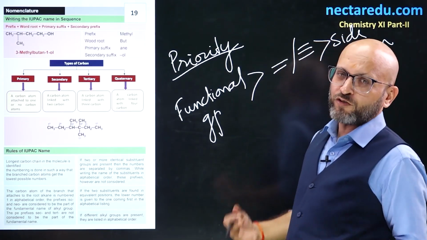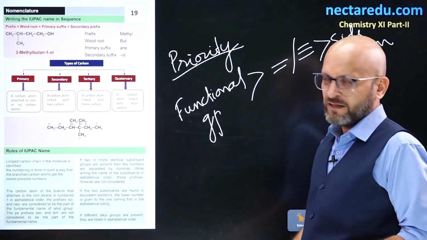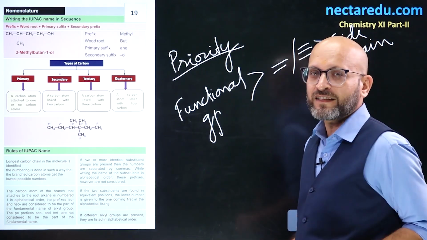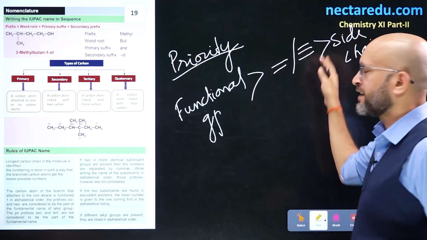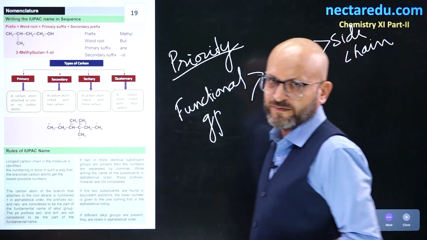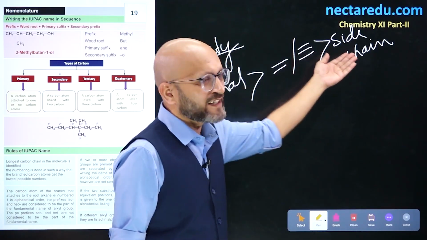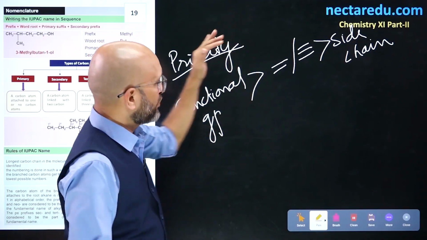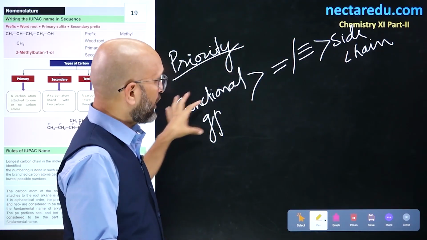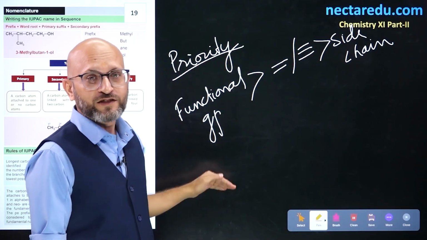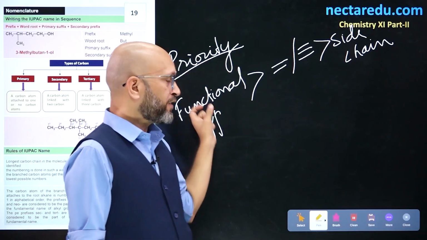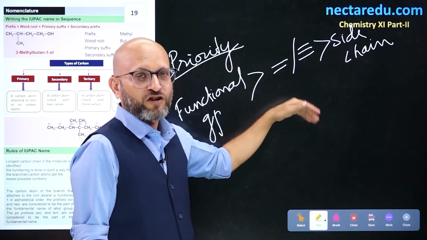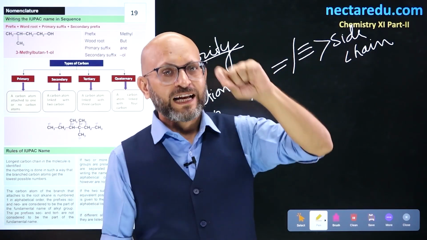Just imagine the functional group to be the hero of the movie. So it has to be given the smallest number in the chain. Then double and triple bonds are side heroes. And side chains, as the name says, are something to be kept on the sides. If all three are present, give the smallest number to the functional group. If the functional group is not present, then give the smallest number to the double or triple bond. If that is not present, give the smallest number to the side chain.